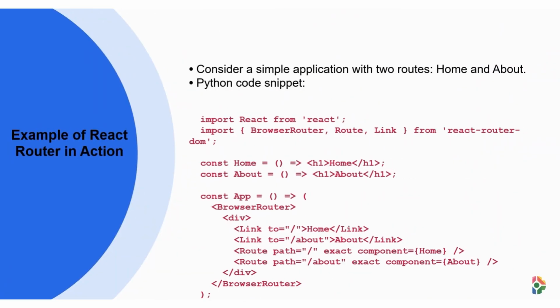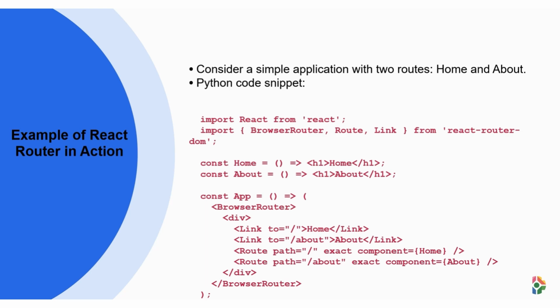To create a simple React application with two routes, home and about, you can use the React Router library. The provided code snippet showcases a minimal implementation using React Router in a React application. Firstly, the code imports necessary modules from the React Router DOM library. It then defines two functional components, home and about, each rendering an h1 tag with the respective route name.